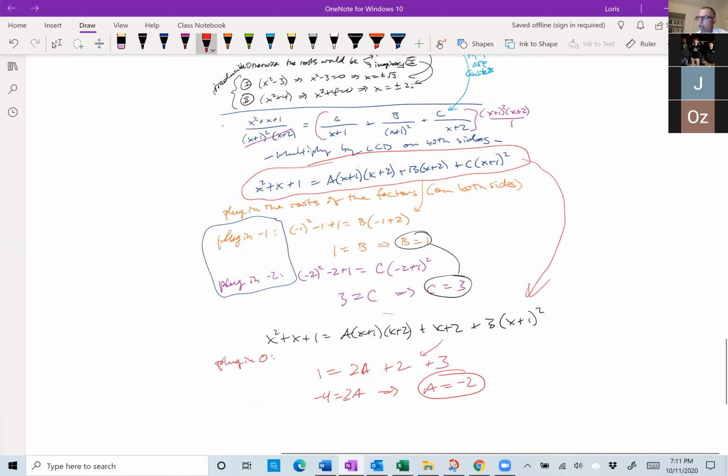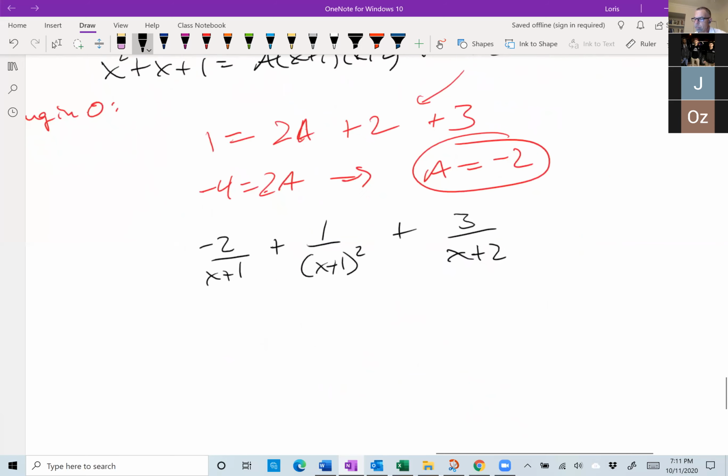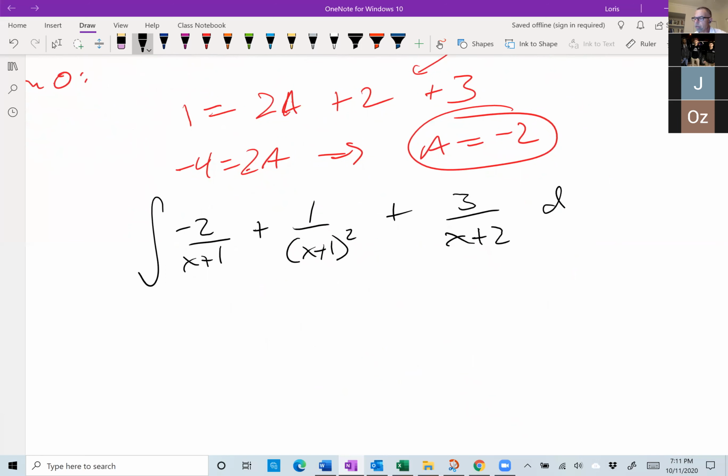So then the fraction becomes, I'll make it bigger in just a second. I just want to write it down. It becomes negative 2 over x plus 1, plus 1 over x plus 1 quantity squared, plus 3 over x plus 2. And then you solve these individually. So it becomes the integral of this dx.